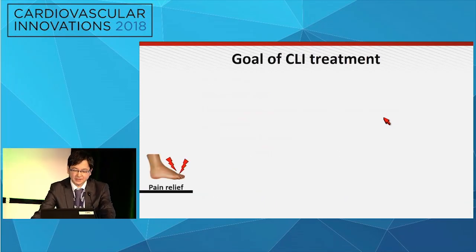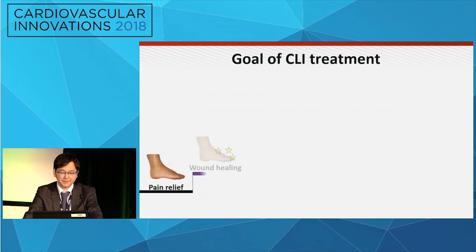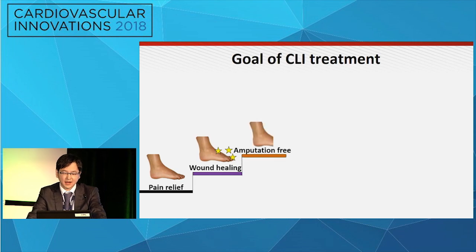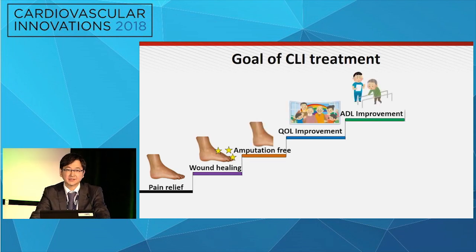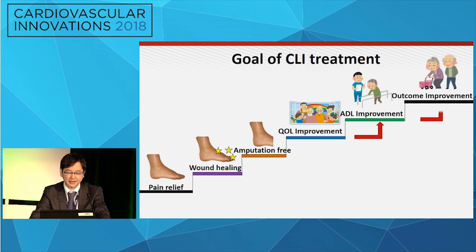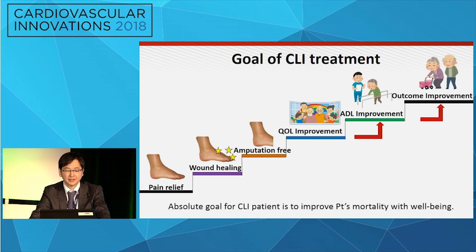Here is a step-by-step approach and goal of CLI treatment. Because the patient with CLI is exposed to severe ischemia, revascularization is the optimal treatment, and the short to intermediate treatment goal is to relieve the ischemic pain, cure the ischemic wound, and avoid major amputation. After overcoming the CLI condition, the long-term treatment goal is to improve the patient's QOL, ADL, and mortality. The absolute goal for CLI patients is to improve mortality with well-being.